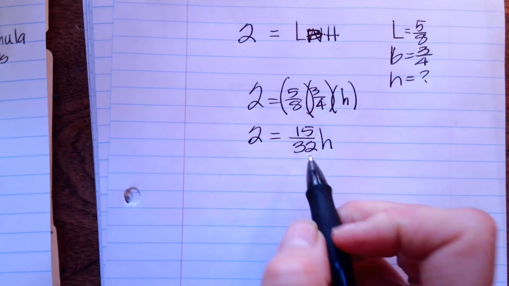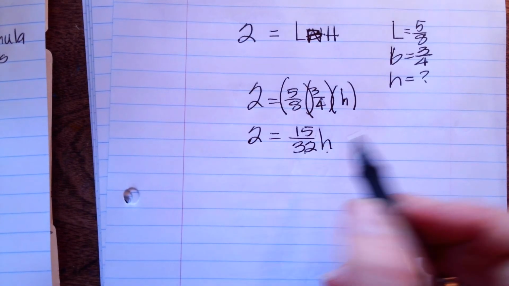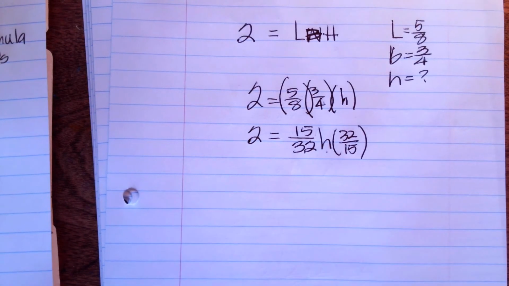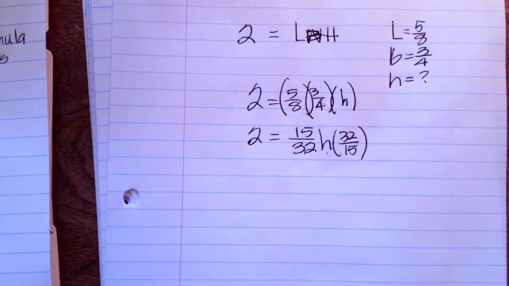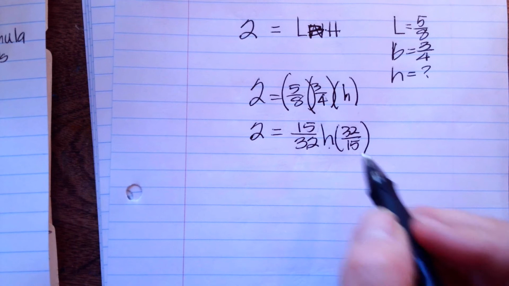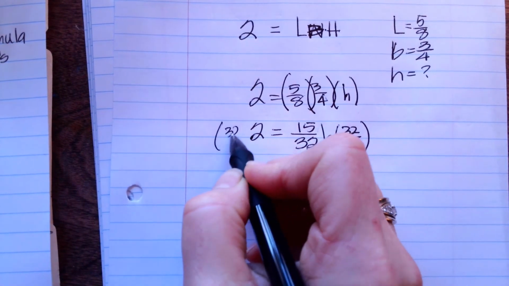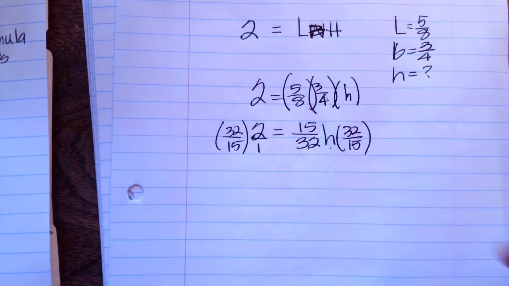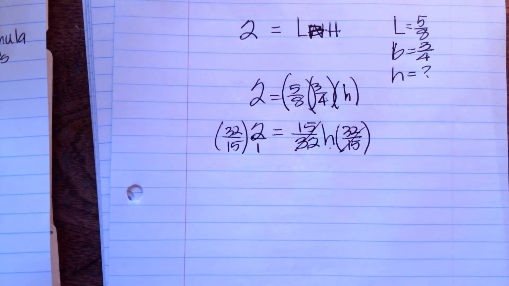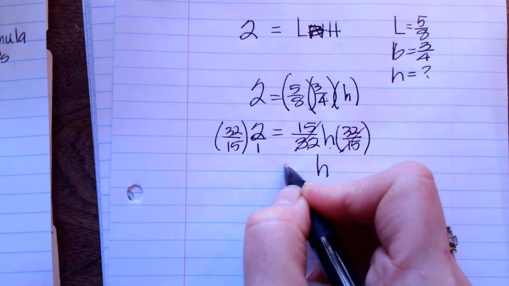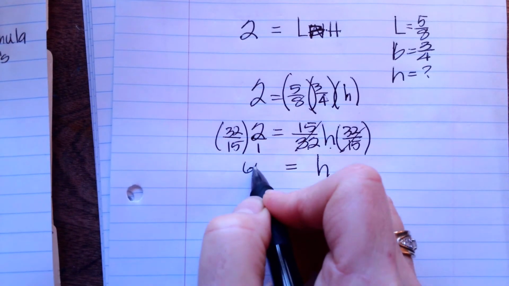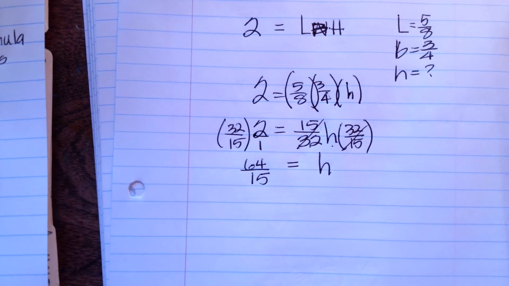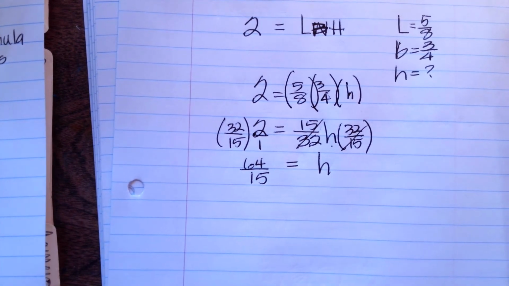Now to separate the number from the letter, we use the reciprocal. So we put the denominator where the numerator is and the numerator where the denominator is. And so it becomes 32 over 15 times 2 over 1. This cancels each other out. What's left on this side is H, and what's left on this side is 64/15. Does that make sense to you? Yep. Okay.